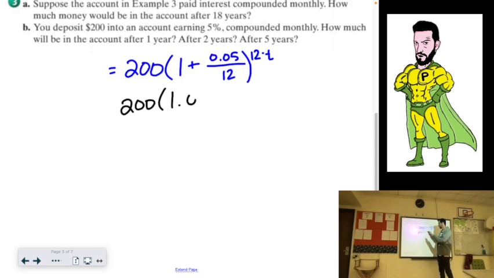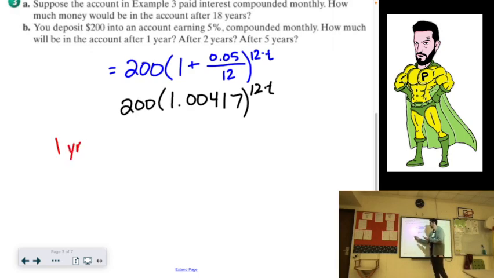we get 1.00416 approximately. And I guess technically it would be 7, so there's a 6 after it. And then we're going to do 12 times the number of years. So for 1 year, 12 times 1 is 12. So let's do this. To the 12th power times $200. So 1 year came out to $210.23.